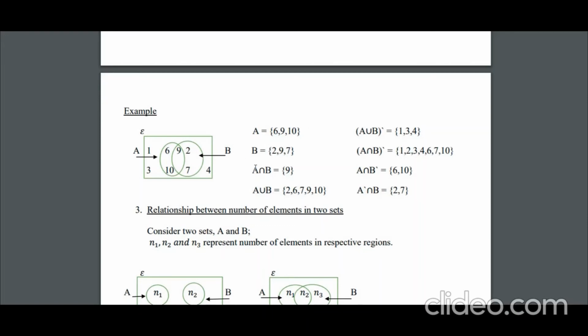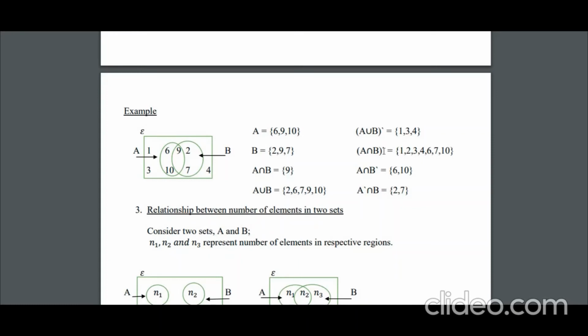So what are the elements that belong both to A and B? Element 9, which is A intersection B: 9. A union B, as said before, is all the elements that belong to A and B: 6, 9, 2, 10, 7. Those that are outside do not count. So the complement of A union B is 1, 3 and 4.